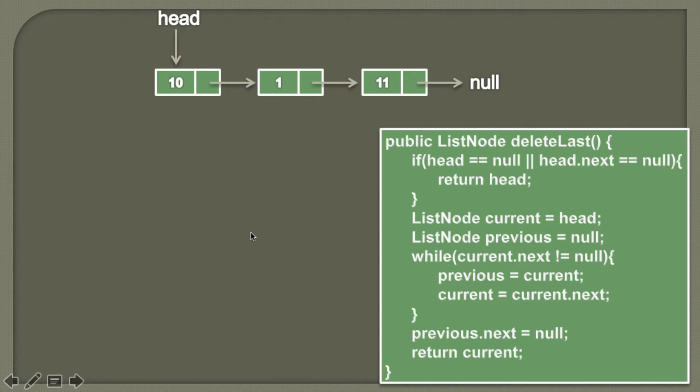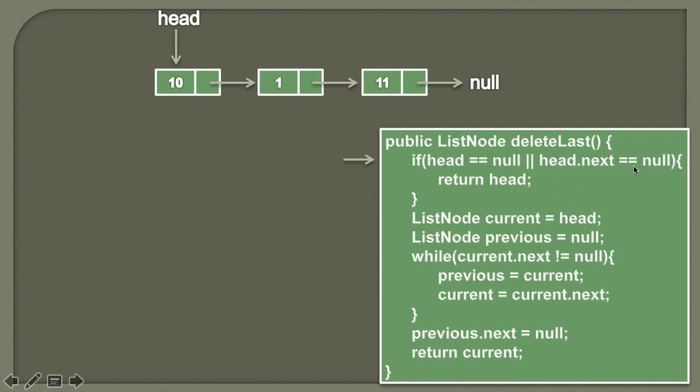Now let's see the demonstration of this algorithm step by step. So when we call delete last for the first time, we first check whether head is equal to null or not. So head is pointing to this node, so this condition is false, and we also check whether head.next is equal to null or not.